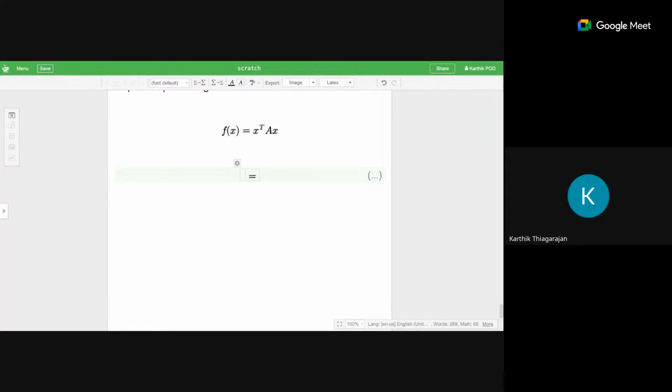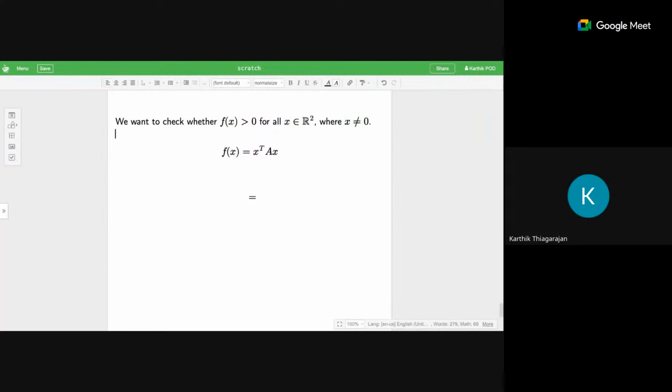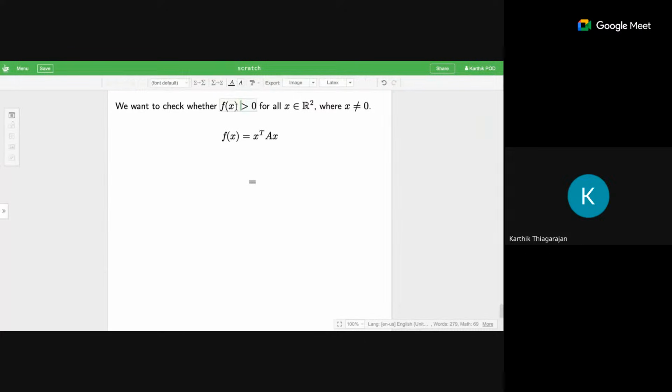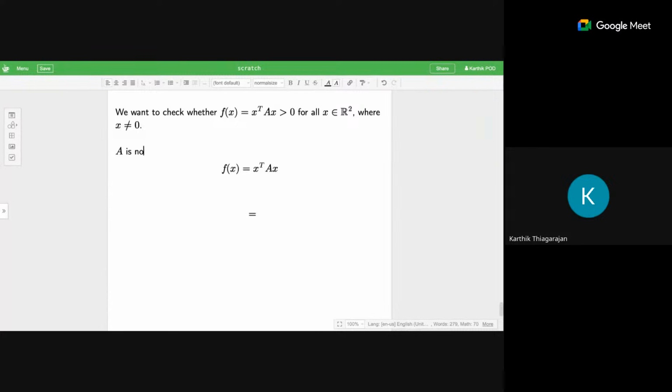So what you're saying is, we want to check whether the function is positive definite. Let me write it down. We want to check whether f of x is greater than 0 for all x not equal to 0. So this is what we want to check. f of x is X transpose AX. Now we are saying A is not symmetric, and X transpose AX is greater than 0.